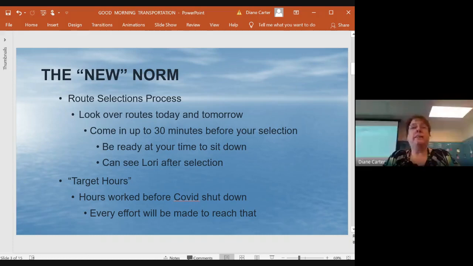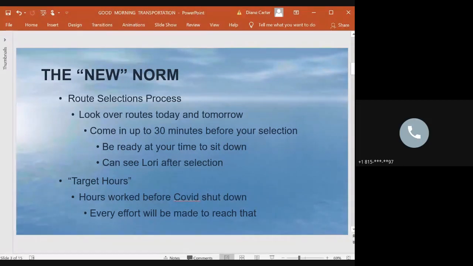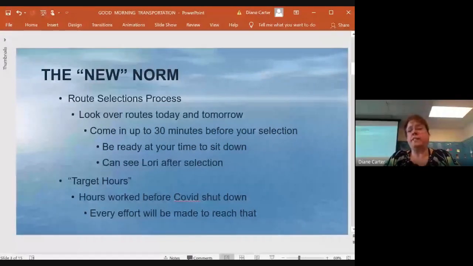And you can come into the office up to 30 minutes before your selection time to see what's there and look at it again. If you need help, we're going to have Lori and Risa here, and our Lori from route selection will be here. We'll have people here that can help you guys out.